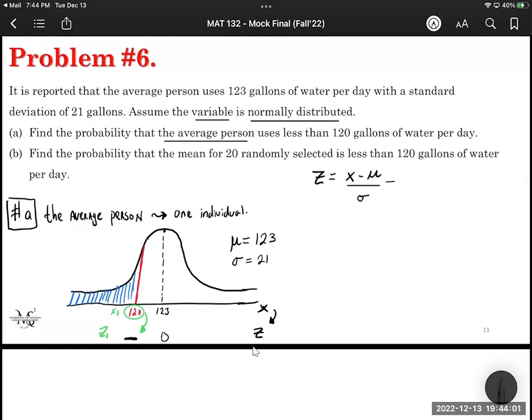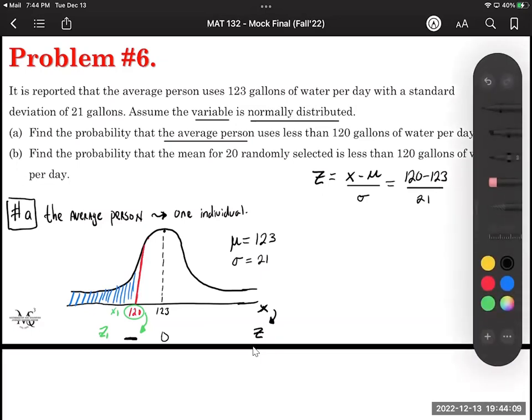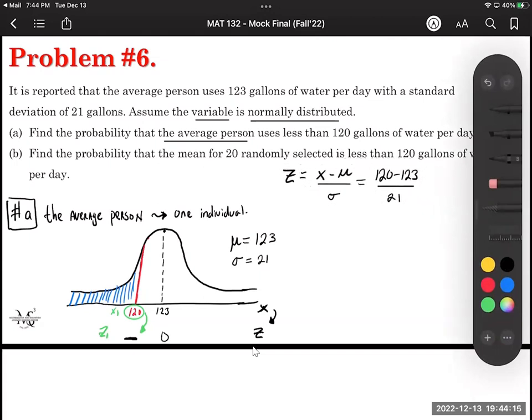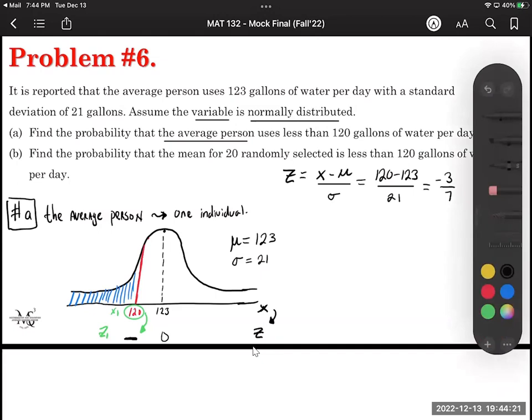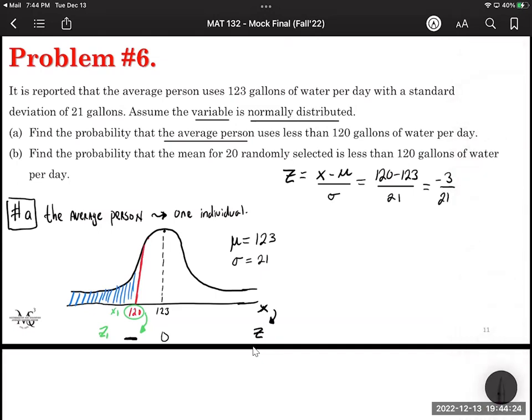So let's compute this. What is 120 minus 123 over 21? Well, let's work this out. What's 120 minus 123? -3. So you get -3 divided by 21. Now, when you compute this in your calculator, z is like money. You always have to round this to 2 decimal places. So if you round this to 2 decimal places, -3 over 21 becomes -0.14.